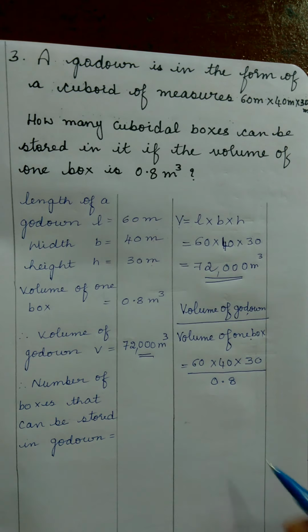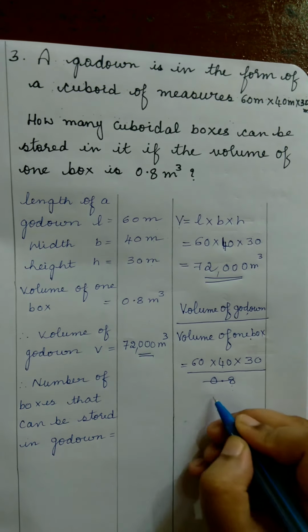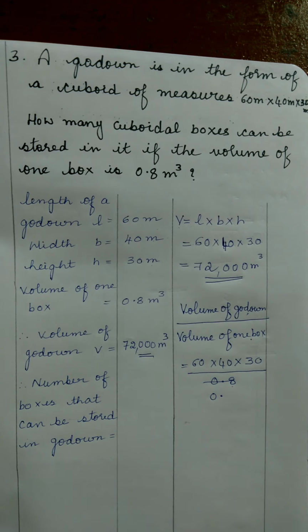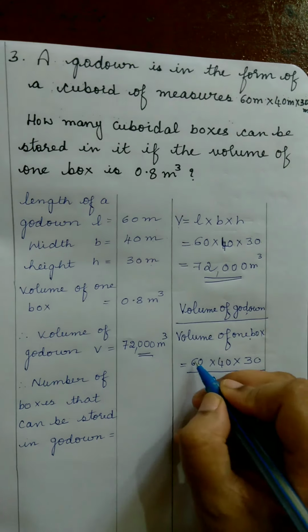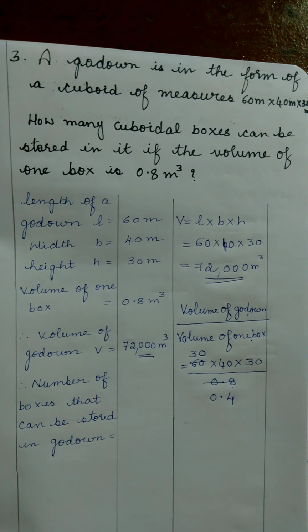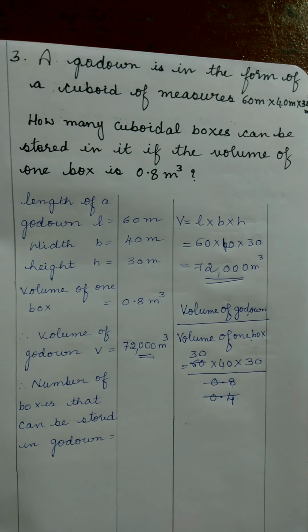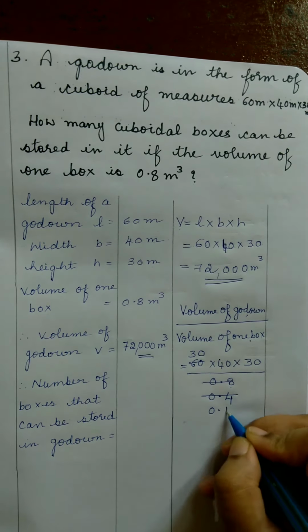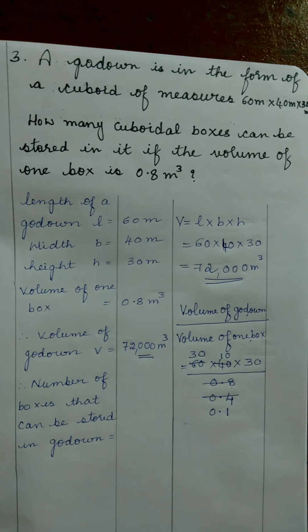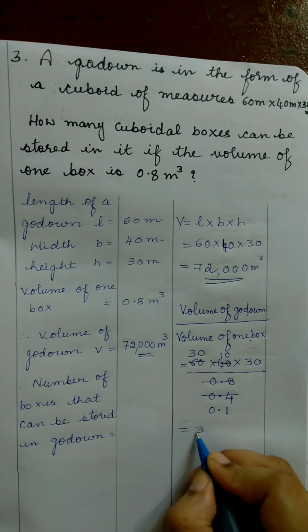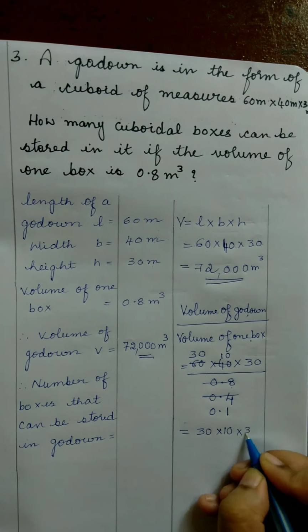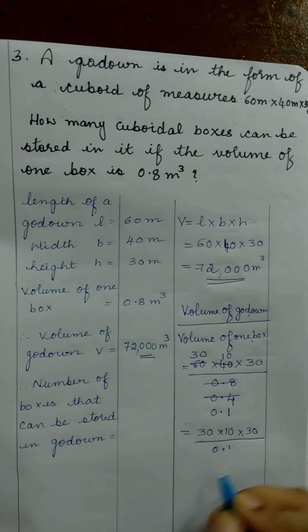Now let us take 60 divided by 0.8. It goes by 2, that is 0.2. How much are 8? 2 fours are 8. Here 2 threes are 6. Now to further simplify, let us take 40 divided by 0.4. So that we will get 0.4 ones are 4 and 4 tens are 40. Therefore, we have 30 into 10 into 30 divided by 0.1.